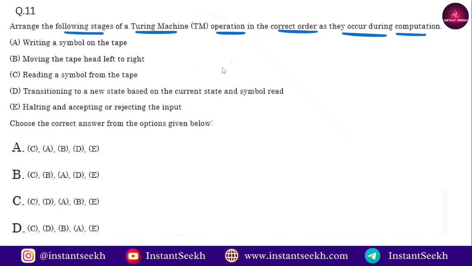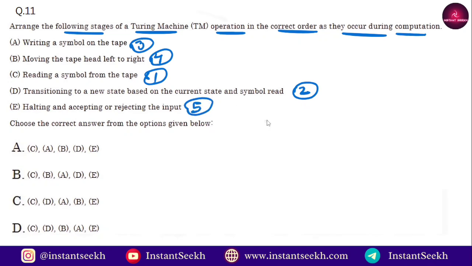Okay, so you should know this is the last. Okay, let's see one by one what is the correct sequence. First of all, the very first step we do is reading a symbol from the tape. After that, transition to a new state based on the current state and the symbol read. Then we write a symbol on the tape. After that, moving the tape head left or right, and at last, halting and accepting or rejecting the input. Okay, so this is the sequence.